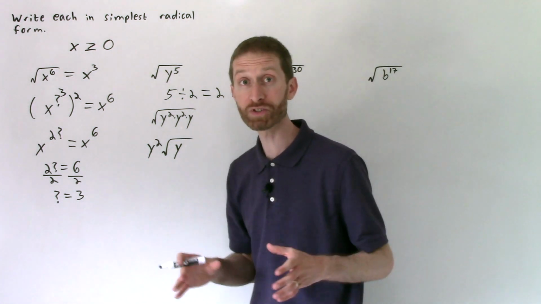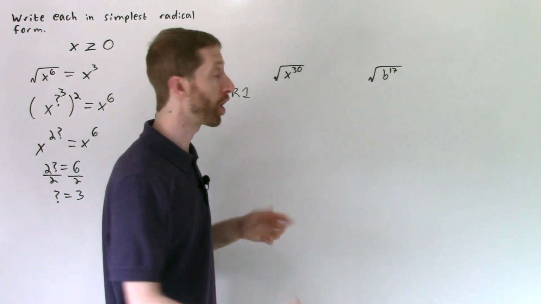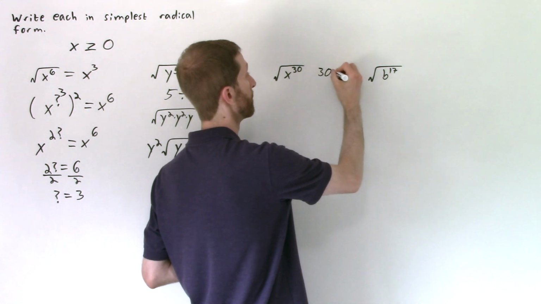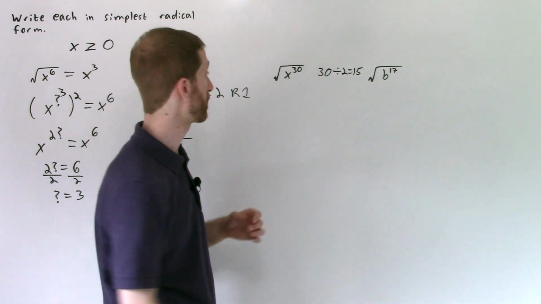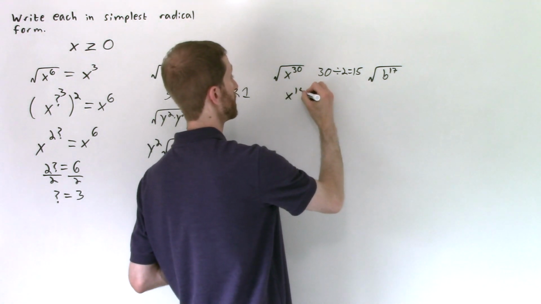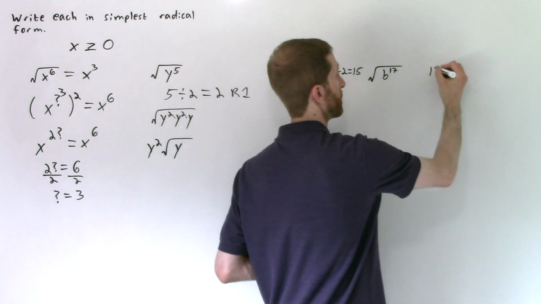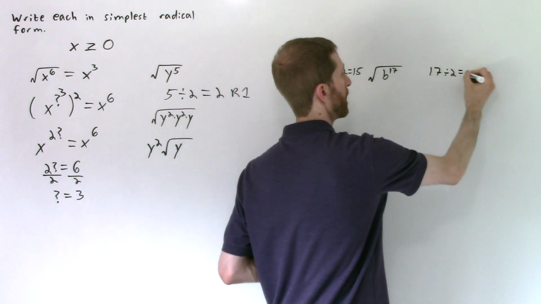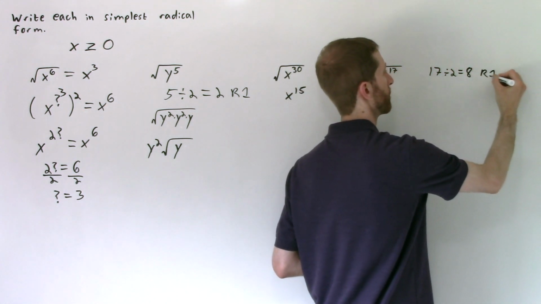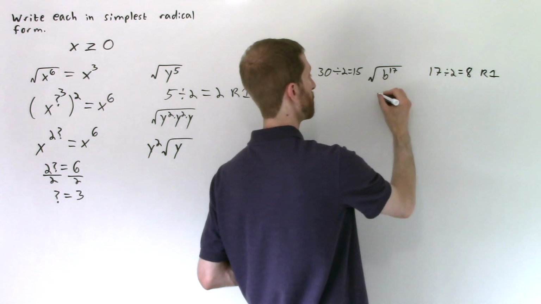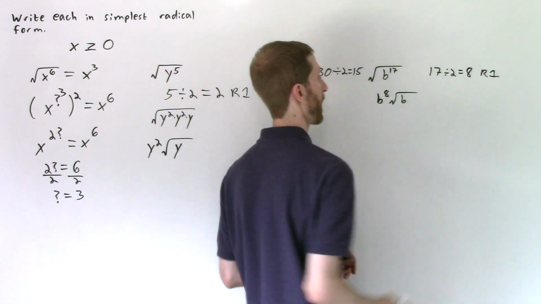All right, let's use this technique to see how quick it is. So x to the 30th, we're taking the square root. All we do is divide 30 by 2. And that leaves us with 15. Nice. So the power that we have out is x to the 15th power. It's that simple. We're taking the square root of b to the 17th. 17 divided by 2. 2 goes into 17 8 times with 1 remaining. And so that means that we have b to the 8th power with 1 b remaining inside of the radical.